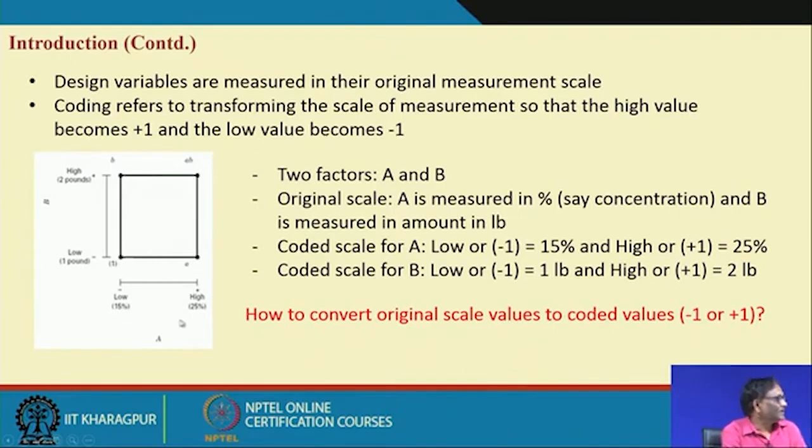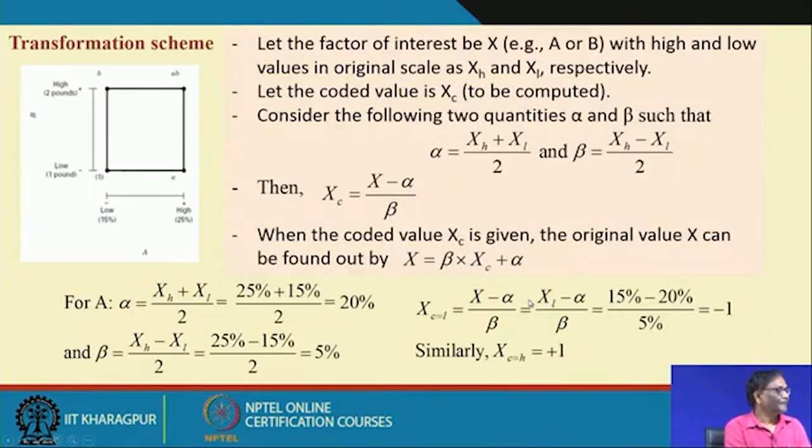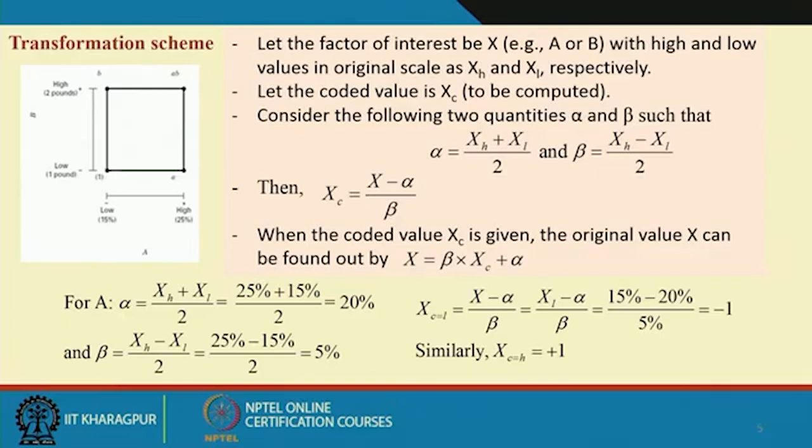So, the transformation is how 25% will be transformed to plus 1, 15% will be transformed to minus 1, and similarly 1 pound will be transformed to minus 1 and 2 pounds to plus 1. In this example, with two factors A and B, minus 1 corresponds to 15%, plus 1 corresponds to 25%, minus 1 corresponds to 1 pound, and plus 1 corresponds to 2 pounds for factors A and B respectively. We will do it separately for each factor at a time.